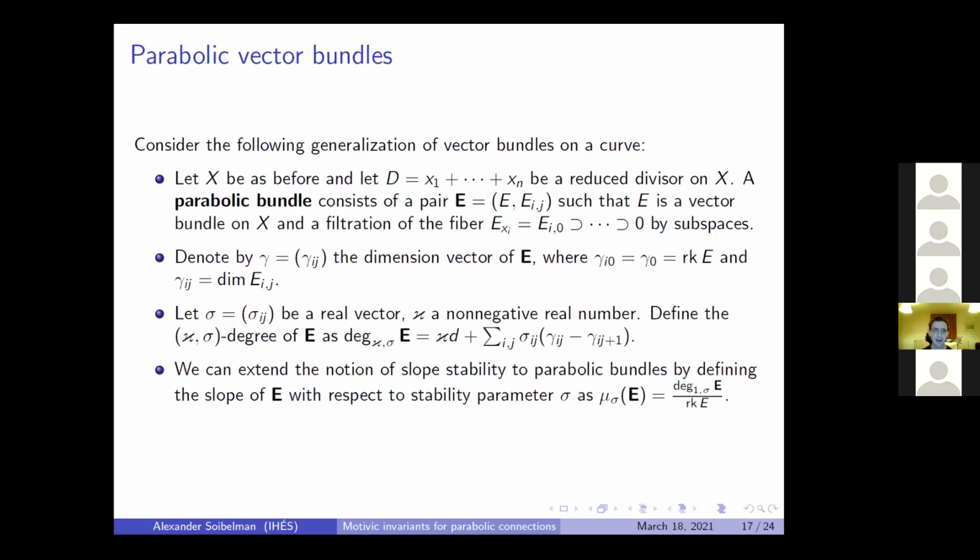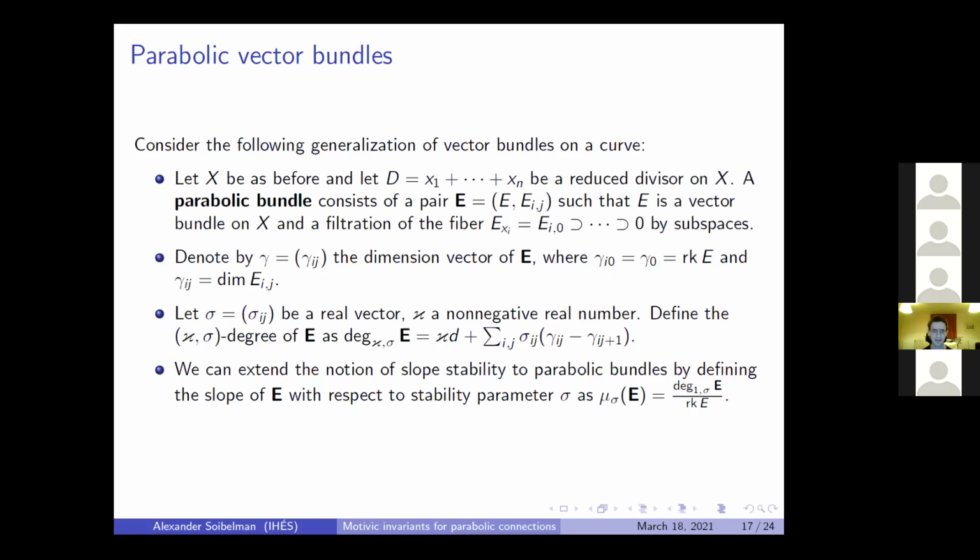Just as with vector bundles, you can introduce the notion of slope to get a slope stability condition. To do this for parabolic bundles, there is an additional parameter that goes into the definition of degree. Once again, I want my slope to be degree divided by rank. The rank is the same as the old rank, just the rank of the vector bundle. But the degree is more complicated. It involves the degree of the vector bundle plus an additional term that depends on this new parameter sigma.